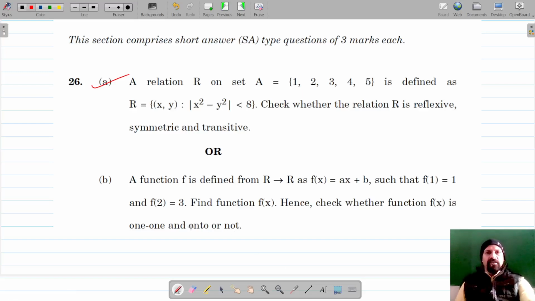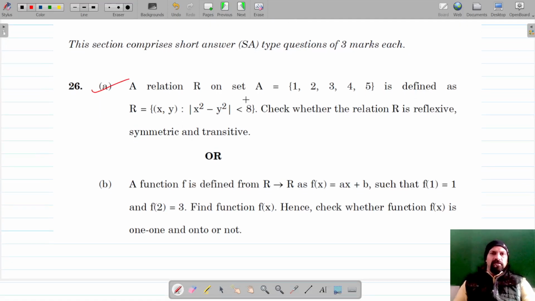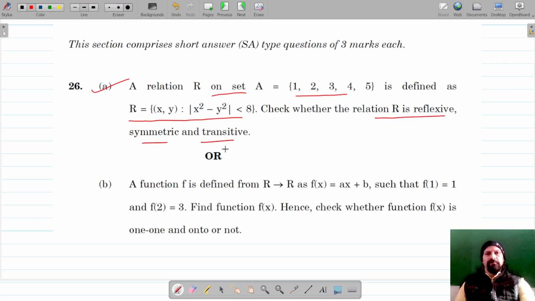Okay, for section C, which comprises 3-mark questions, we are going to solve question number 26, which says that a relation R on set A = {1, 2, 3, 4, 5} is defined as R = {(x, y) : |x² − y²| < 8}. We have to check whether the relation is reflexive, symmetric, and transitive.